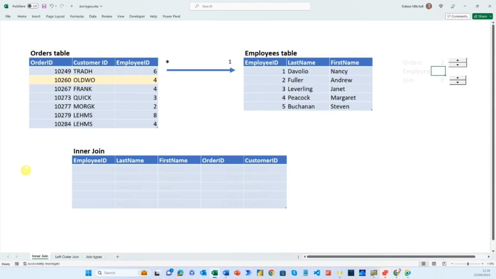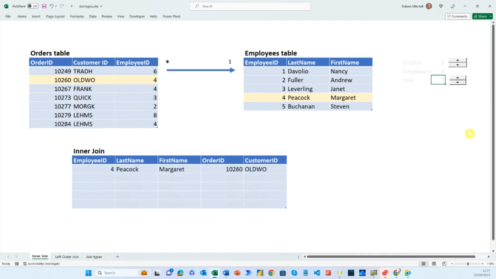So the next record has an employee ID of 4, and again we ask ourselves, is there or is there not a matching record in the employees table with an employee ID of 4? And the answer, of course, is yes, there is. The employee ID of 4 appears in the employees table, and that represents Margaret Peacock.